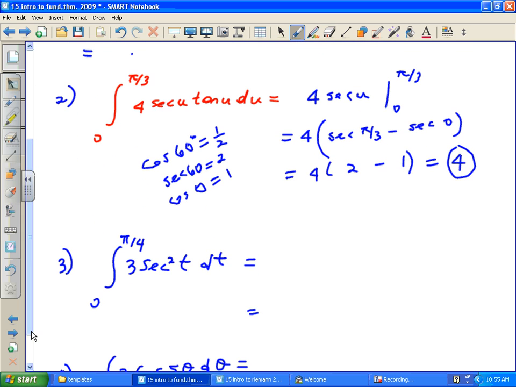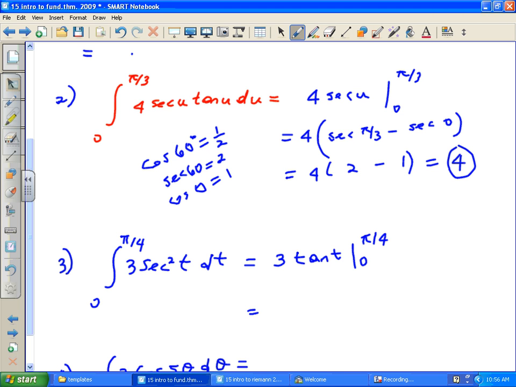Okay, one more. The integral of secant squared t dt, 3 times secant squared from 0 to pi over 4. Once again, what is the antiderivative of this function? Again, think of a function whose derivative is secant squared, right? Which is the tangent, exactly, the tangent function. And we're going to go from 0 to pi over 4.